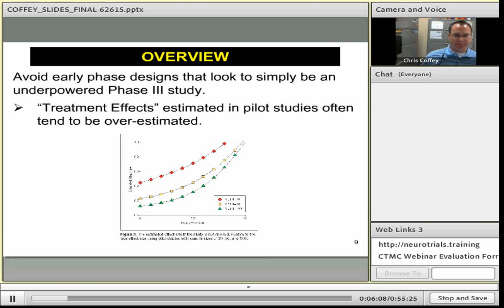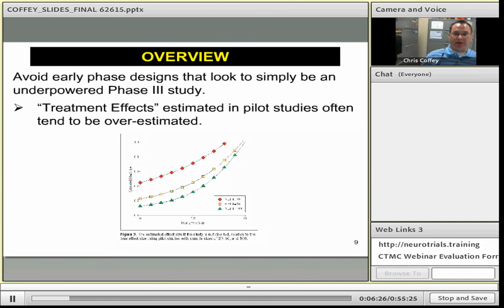Next slide, please. So a couple of things, I think, as I've worked individually, but also through our role here at Iowa and NeuroNEXT, we've now designed a number of different phase two studies, and several common themes tend to recur on a regular basis.